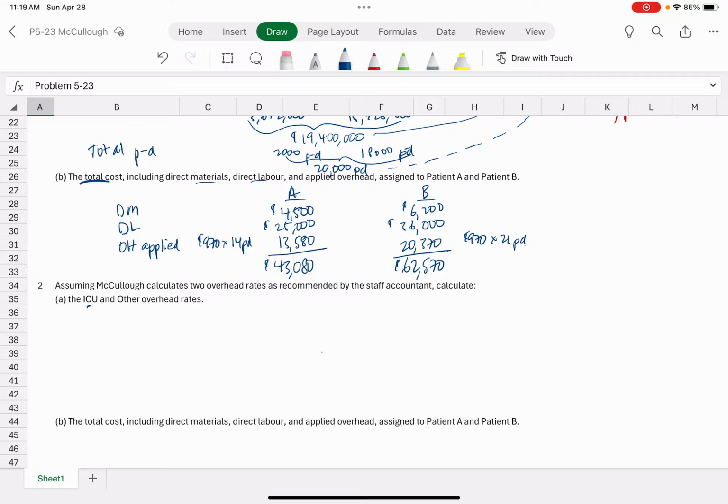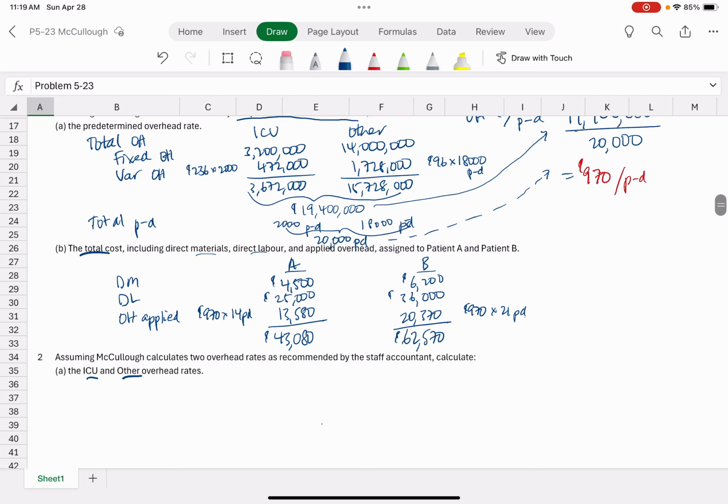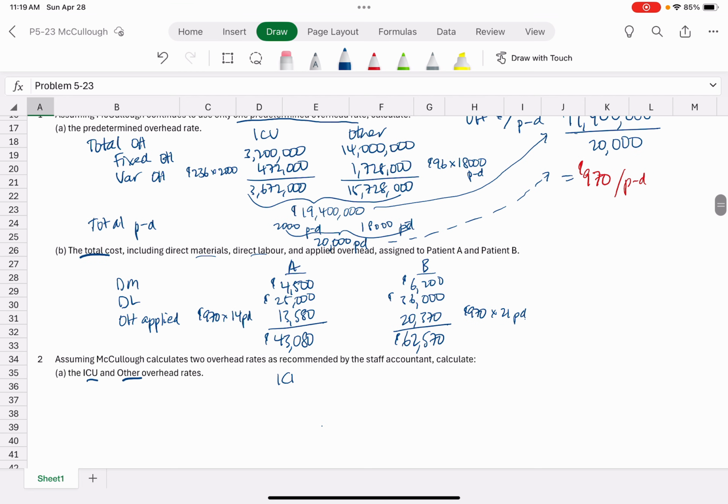Okay, so now they want us to calculate the 2 overhead rates, ICU and other. We've done some of the work for this already, so let's just bring this down. We have ICU and other. We've already calculated the total overhead costs. Total overhead cost for ICU, 3,672,000. For other, it's the 15,728,000. Already calculated it.